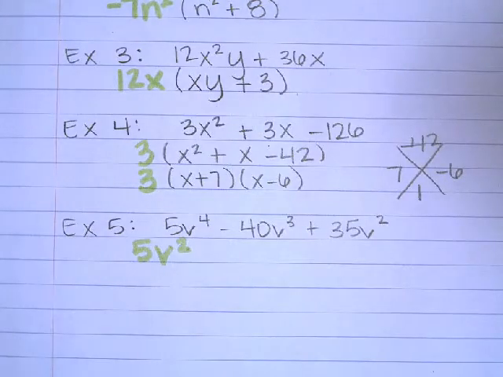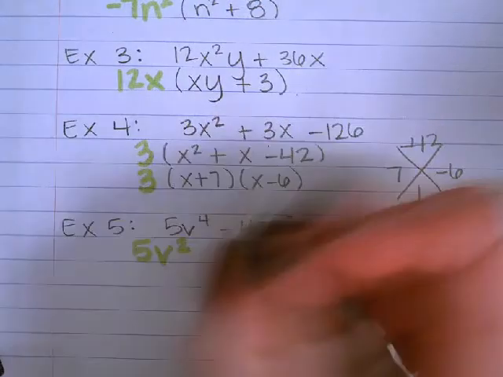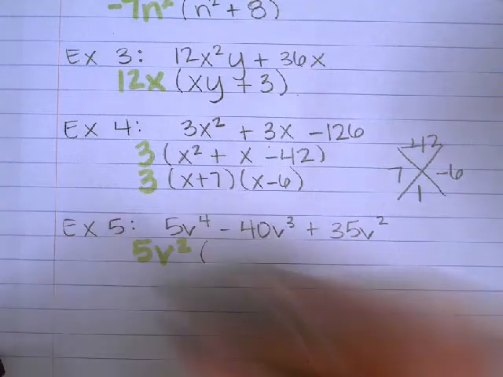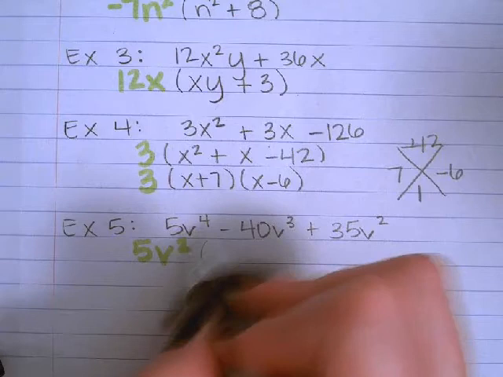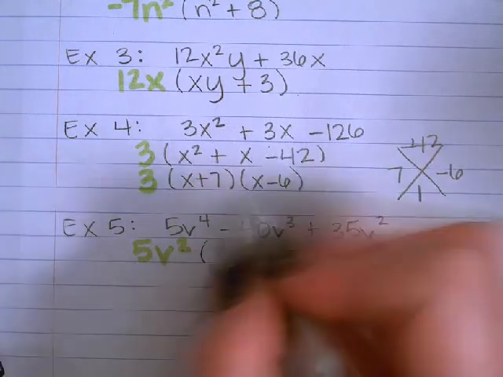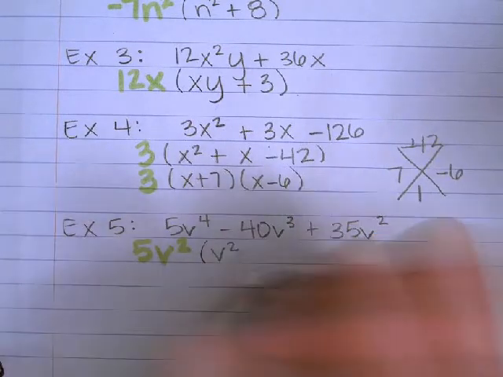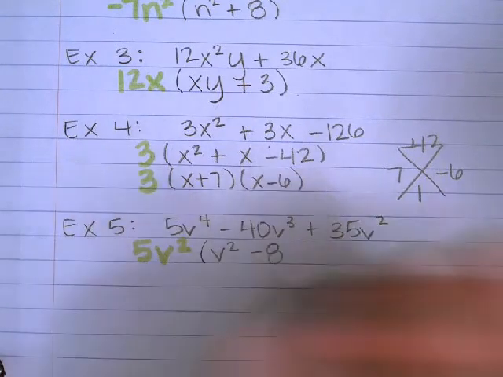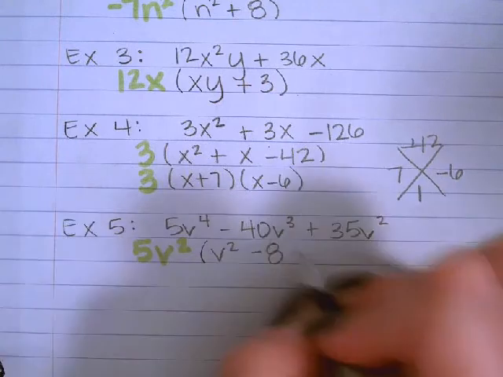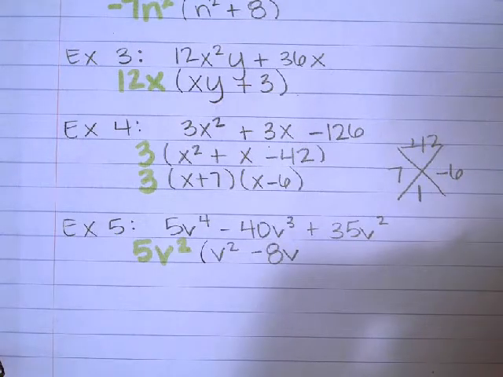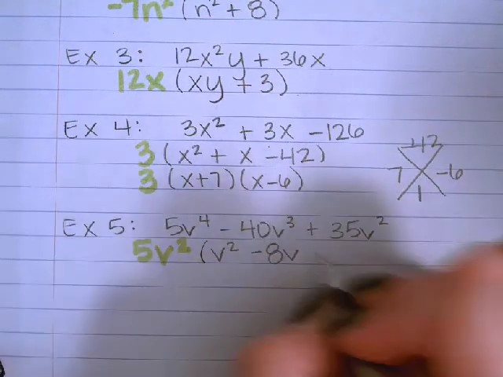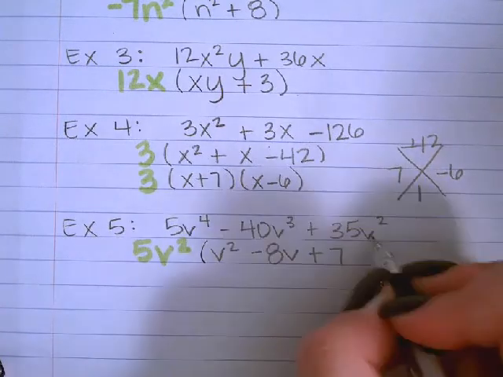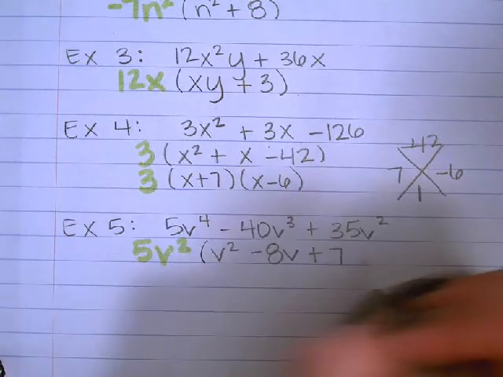And now I can go ahead and write my leftovers. So I took the 5 out, that's gone. This is v to the 4th, and I took 2 of the v's in the front, so now I've got 2 left over. Negative 40 divided by 5 is negative 8. There are 3 v's, but I took 2 of them out, so there's 1 left over. 35 divided by 5 is 7. V squared, I took v squared out, so it's gone.